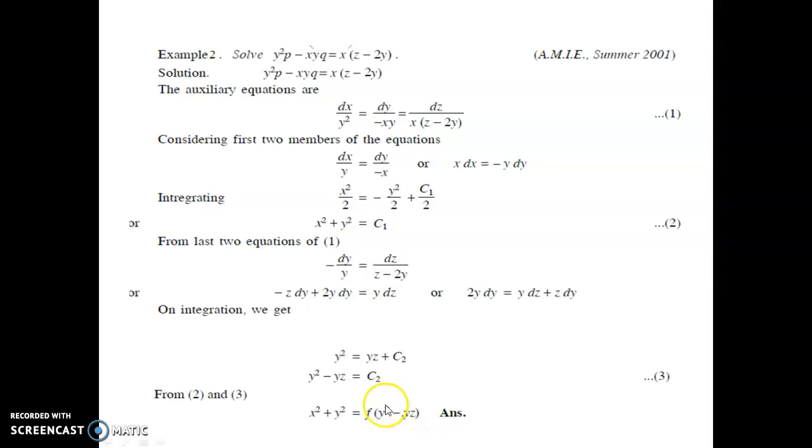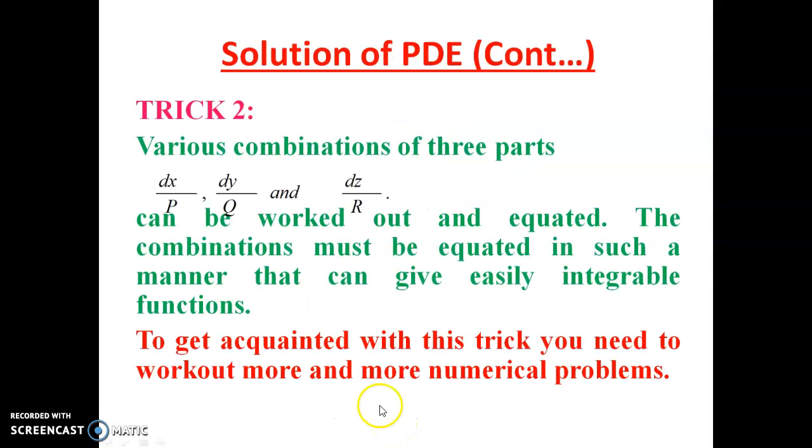So you should consider all these things while doing the exercises. The answer can be given in any of these forms. And now the trick 2.